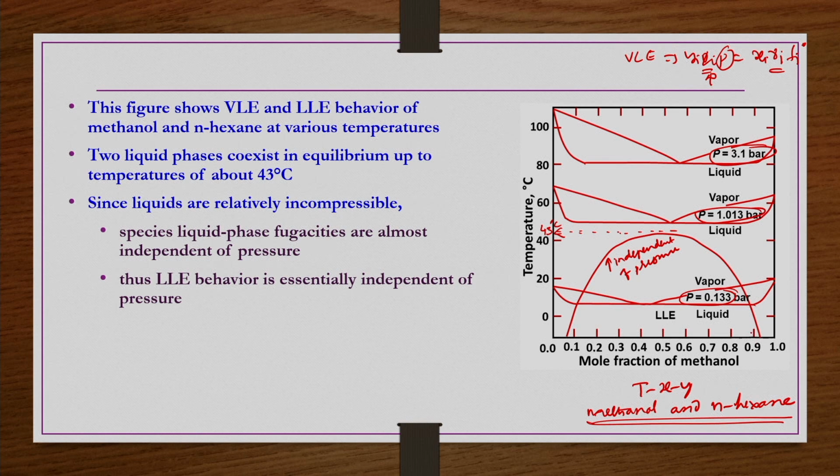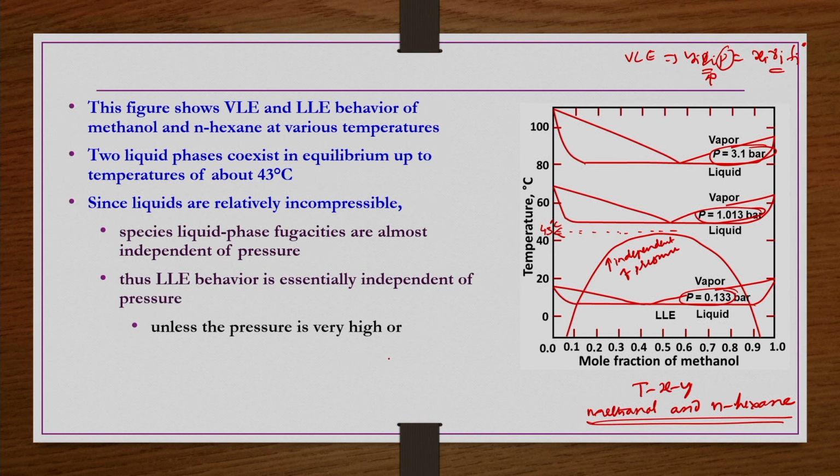So, we have only one LLE, whether you obtain this LLE behavior at 0.1133 bar, or at 1.013 bar, or at 3.1 bar, you will get the same curve superimposing onto each other, because the pressure is in the low range, not even the moderate range. Less than 10 bar we can say is a low range of pressure in general. So, that is the reason we have only one LLE curve: it is independent of pressure.